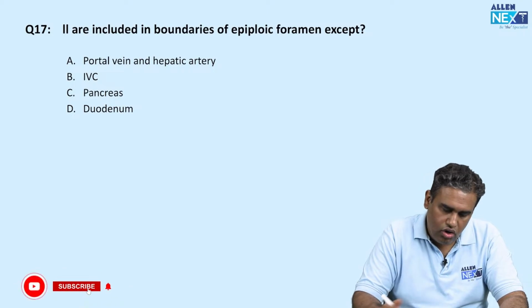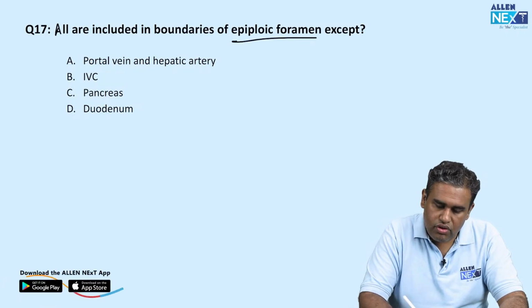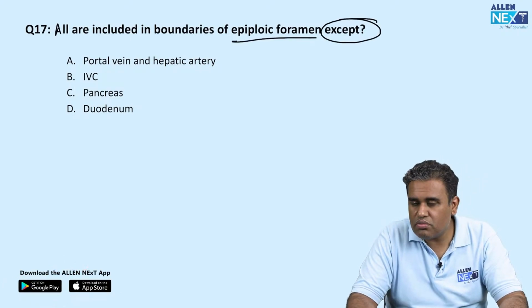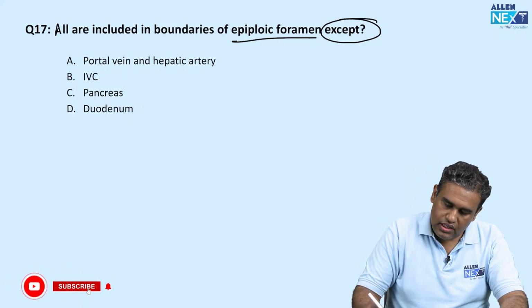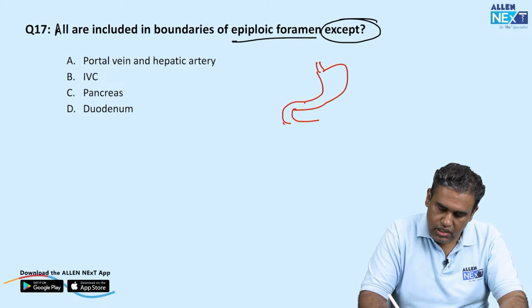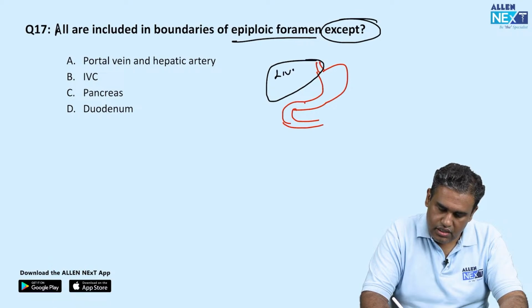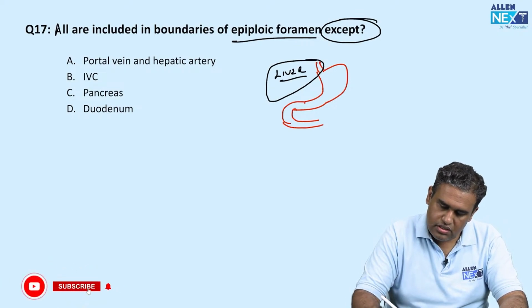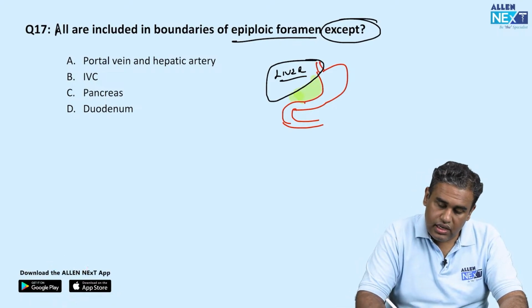All are included in the boundaries of the epiploic foramen, except, and we should know this very, very important topic, the epiploic foramen. If you look over here, this is the esophagus and the stomach, right? The duodenum over here, okay? And imagine this is the liver, so you slightly retract the liver. Then you have this peritoneal fold going from the lesser curvature of the stomach and the first part of the duodenum to the liver. And what is this known as?